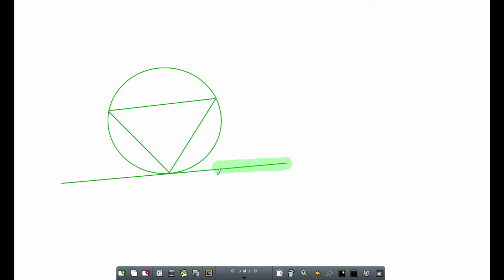Wanneer ons 'n raaklyn het, and then in here I've got a triangle. But wat jy my moet onthou is die hoek tussen die raaklyn en koord. So if that's my tangent and this is the chord, meaning I'm talking about that angle. Daai hoekie gaan gelyk wees aan die one opposite that chord. Met ander woorde, opposite that chord will be this angle.